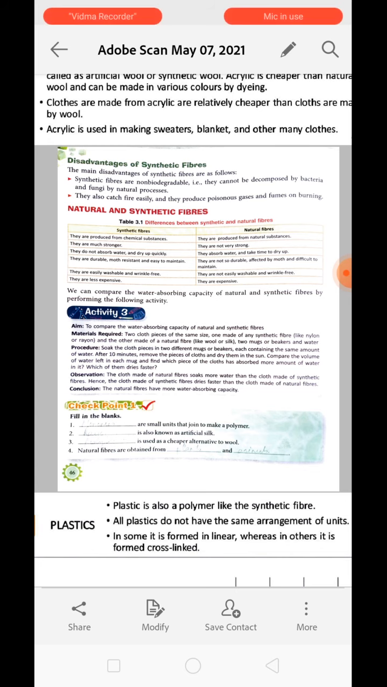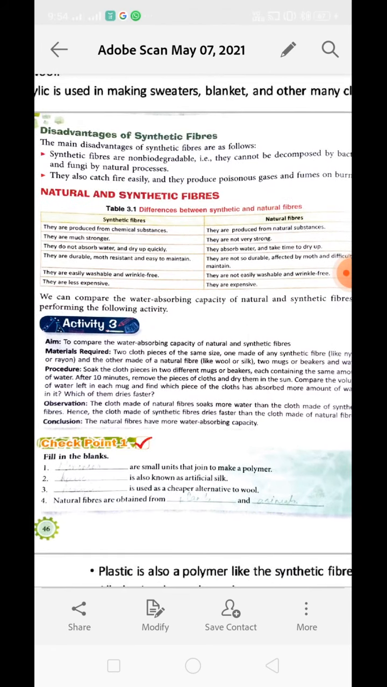Next is they can catch fire very easily. That is why when we are using synthetic fiber, we should be careful if we are working in the kitchen. Understood? Or at Diwali, whenever you are wearing synthetic fiber, be careful when burning crackers. Now they can produce poisonous gas or fumes when burned, so it is also harmful for the environment. Understood? Now we have a differentiation between natural fiber and synthetic fiber. Just see the first point.